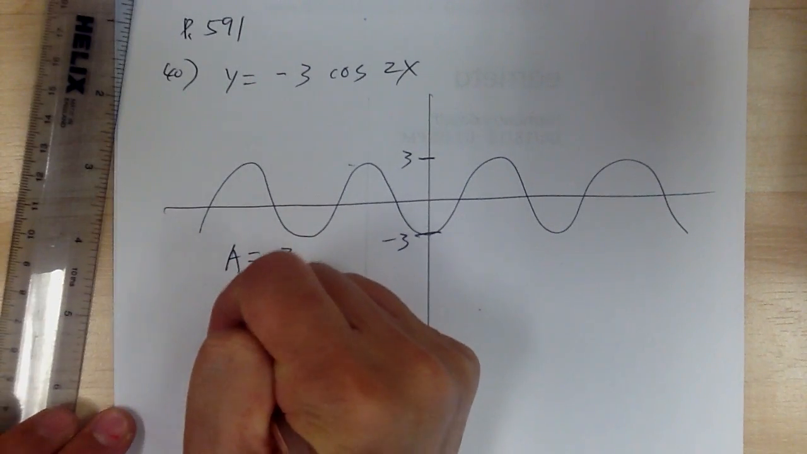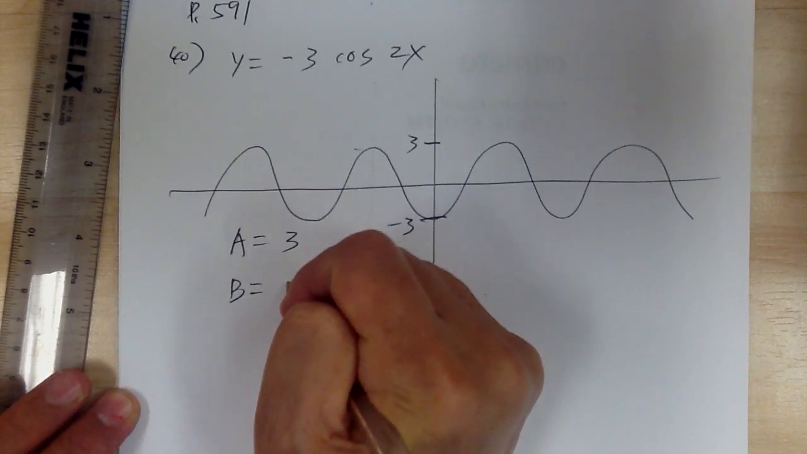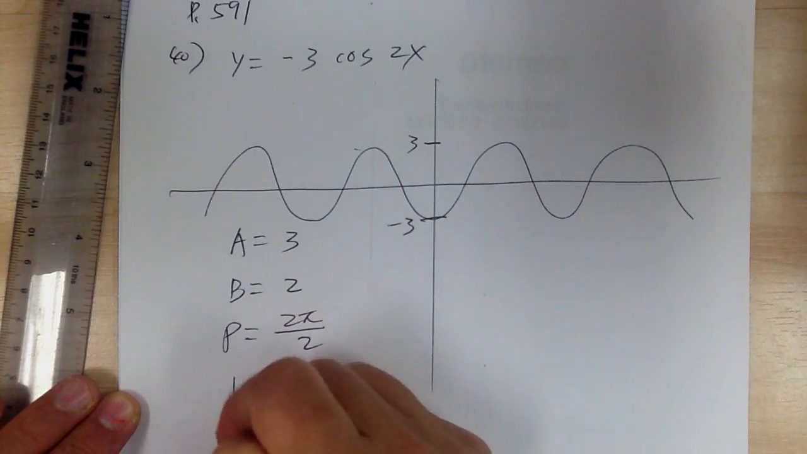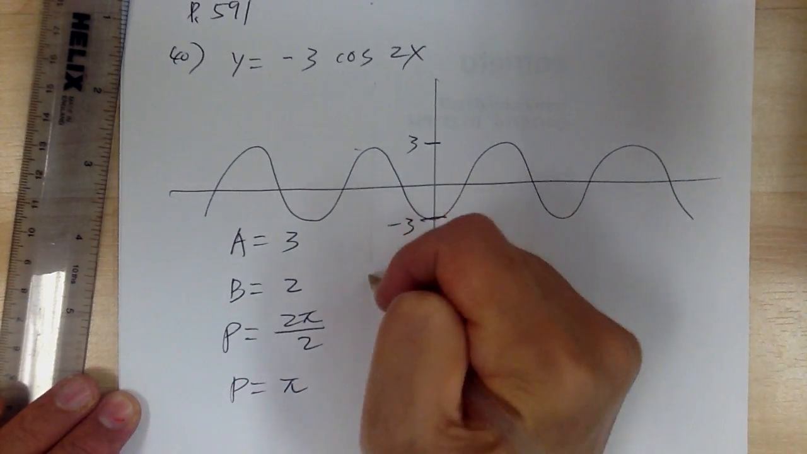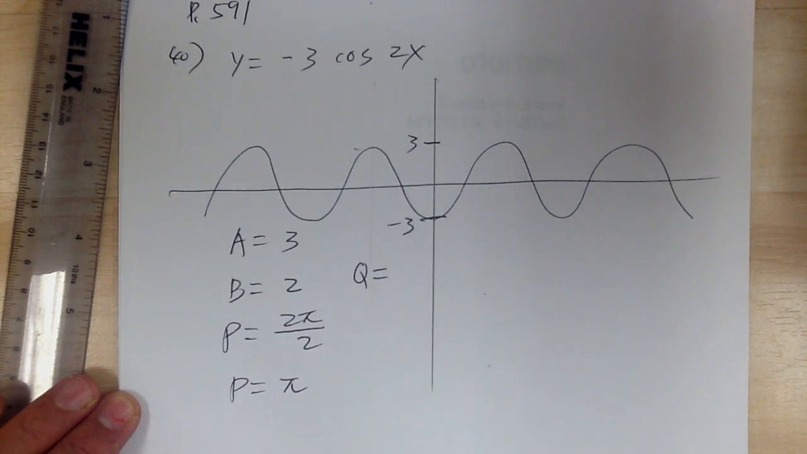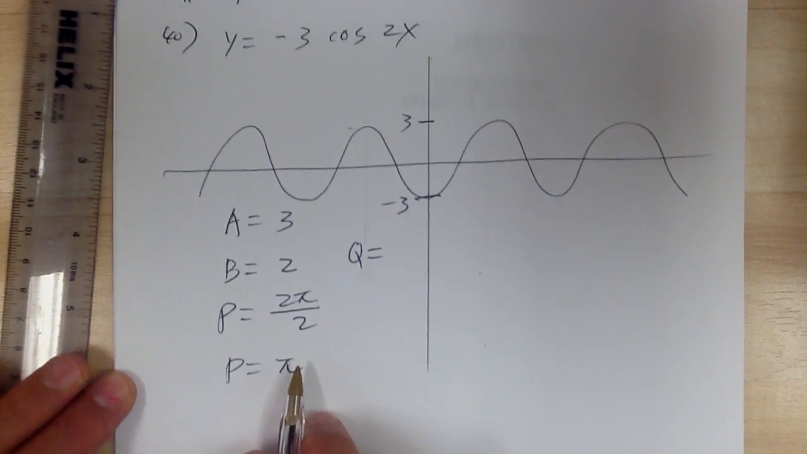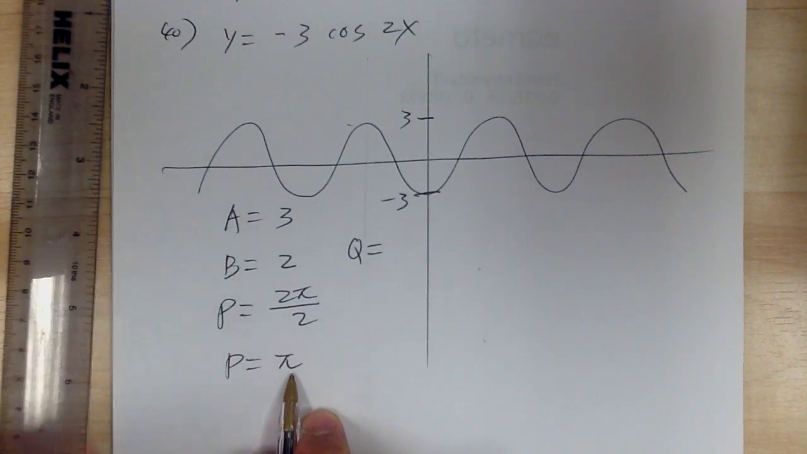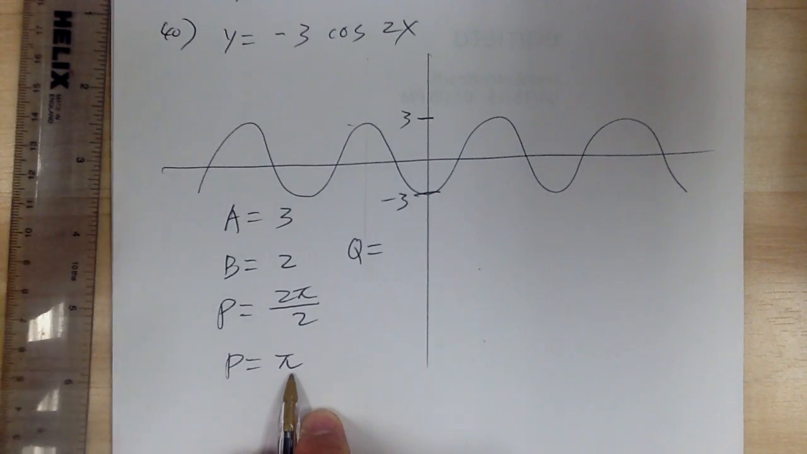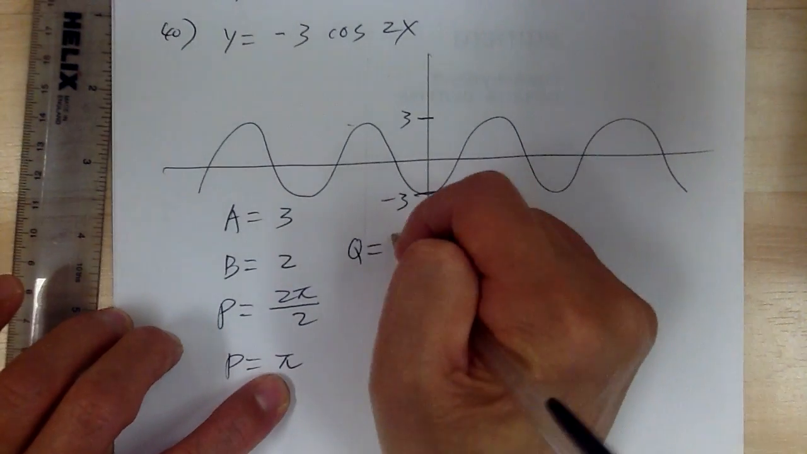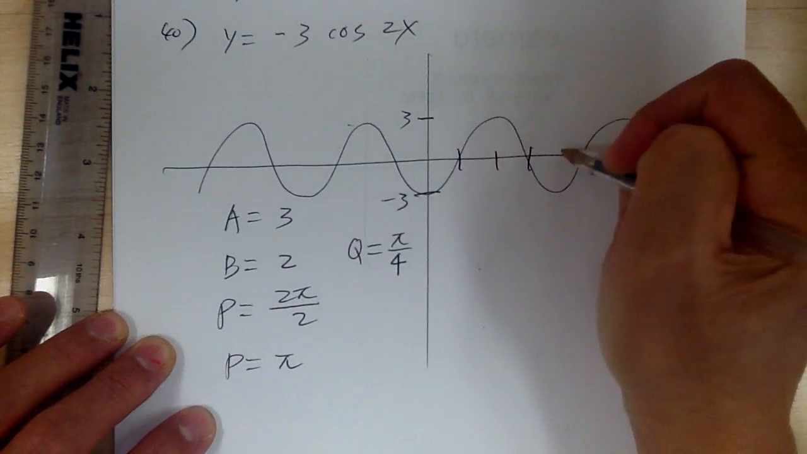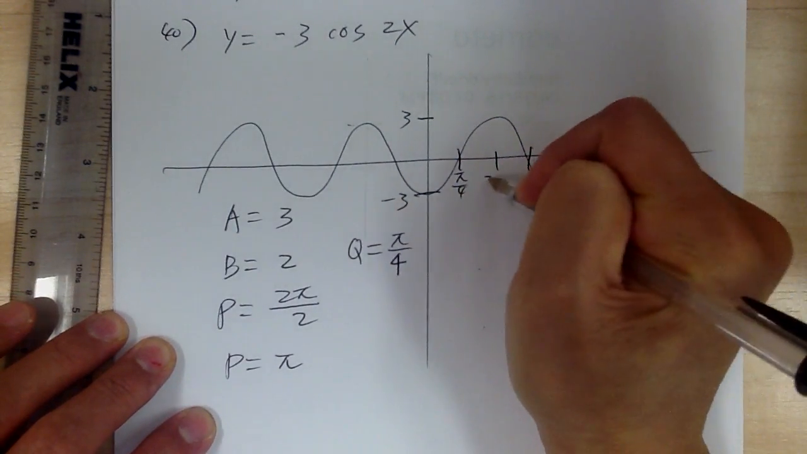And B equal to 2. So period equal to 2 pi over B, so period equal to pi. Quarter wave is 1/4 of that. You can divide by 4 or times by 1/4. If it has no fraction, you just divide by 4. But if it's already a fraction, you want to times by 1/4, that way you don't end up with a complex fraction. So quarter wave would be pi over 4. That means each division is pi over 4.